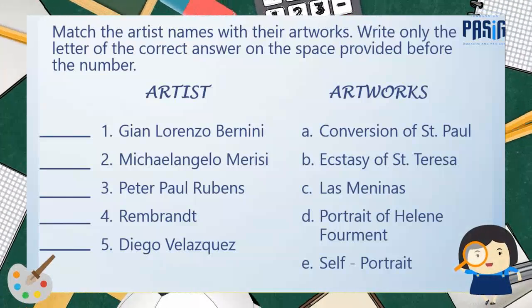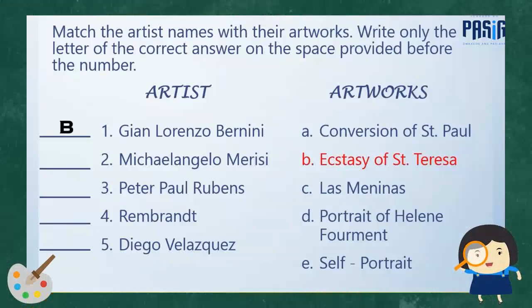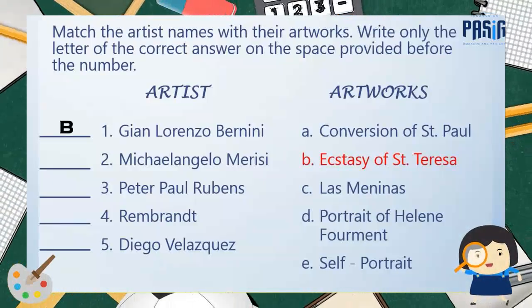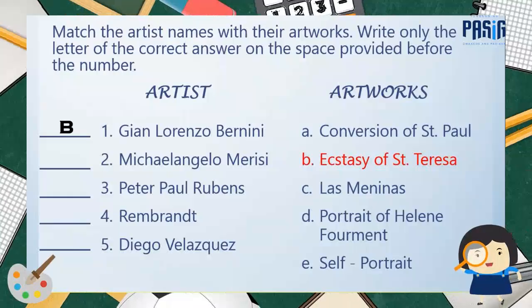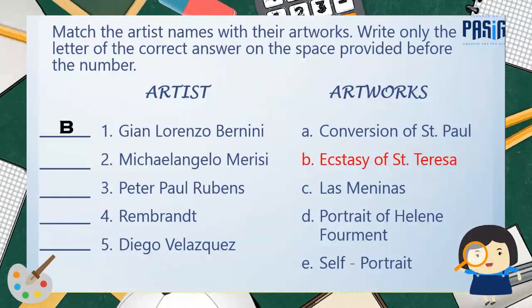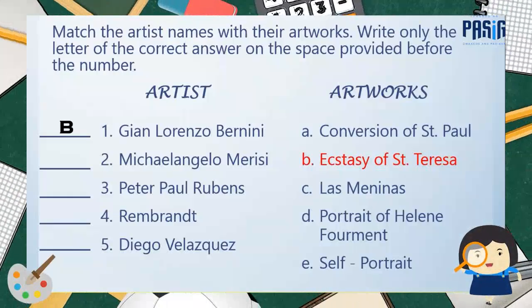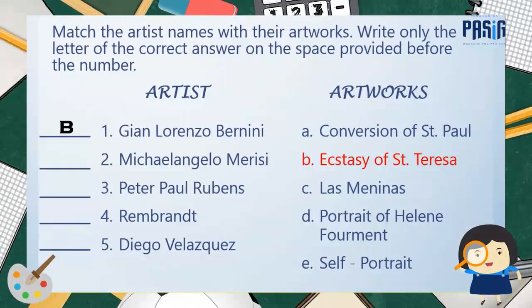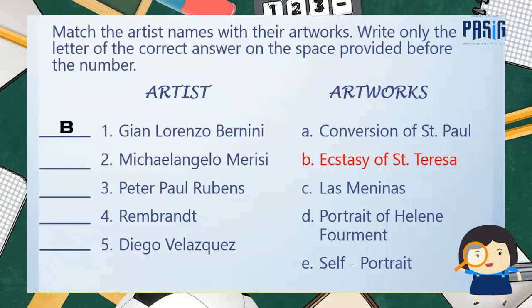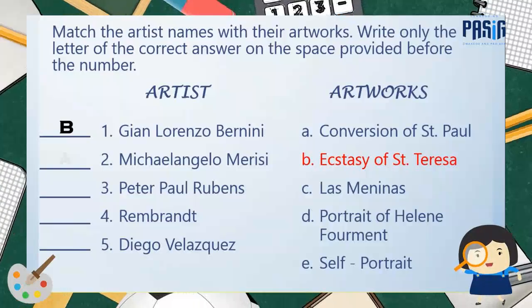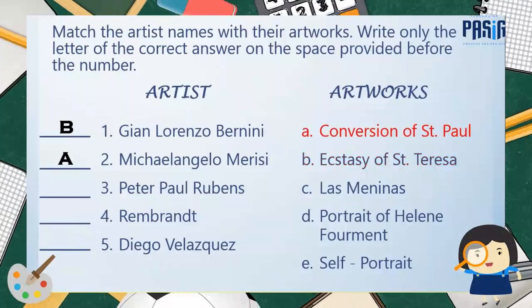The correct answer is B. Ecstasy of Saint Teresa. Very good. 2. Michelangelo Merisi. What do you think is the correct answer? The correct answer is A. Conversion of Saint Paul. Wow!